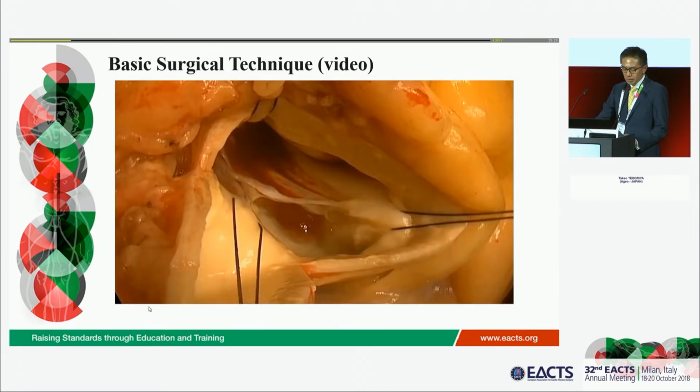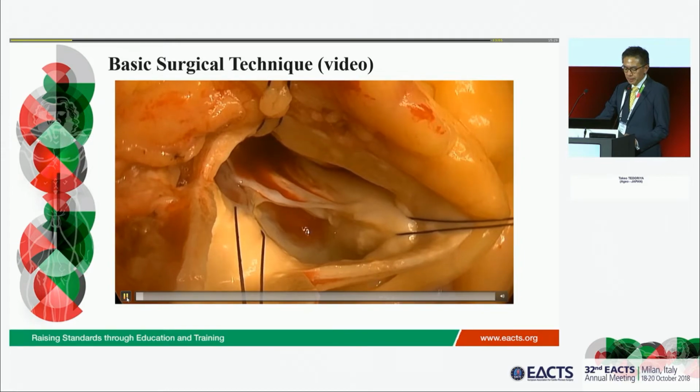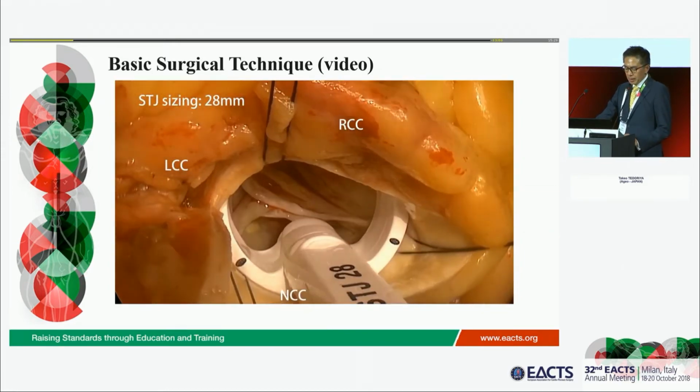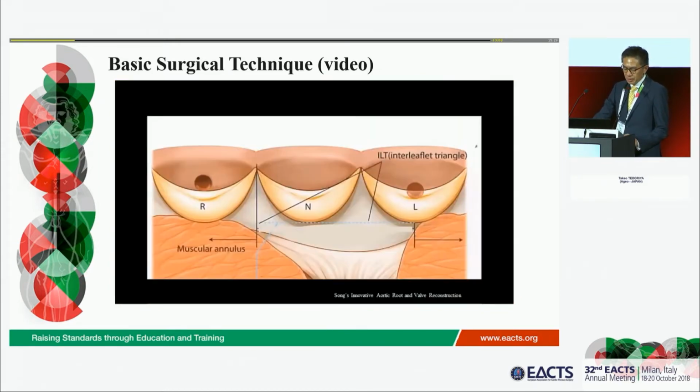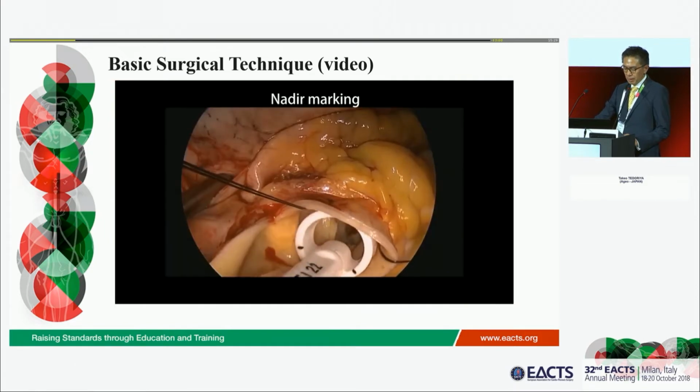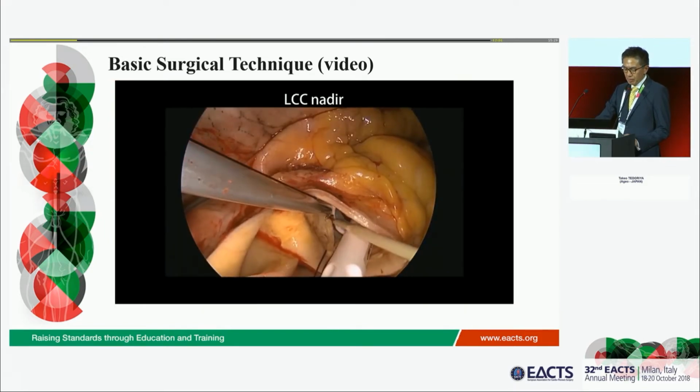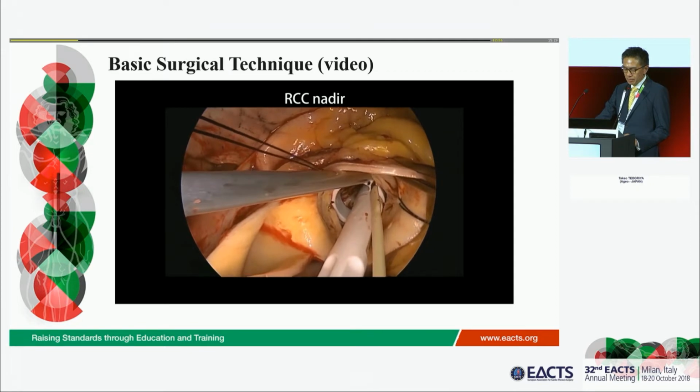So this is a short video of the procedure. After sizing of the STJ, we put in marking of the nadir of the leaflet attachment.